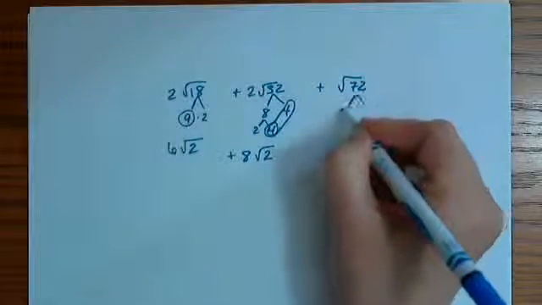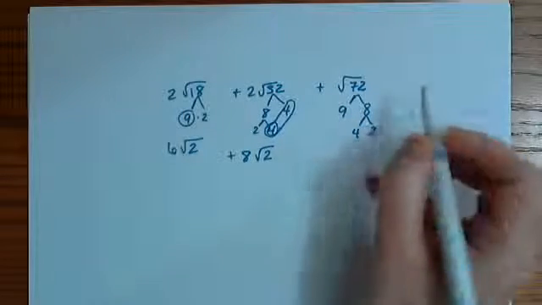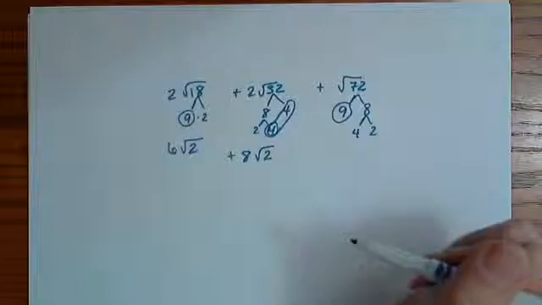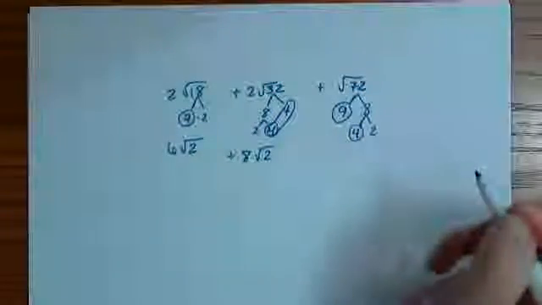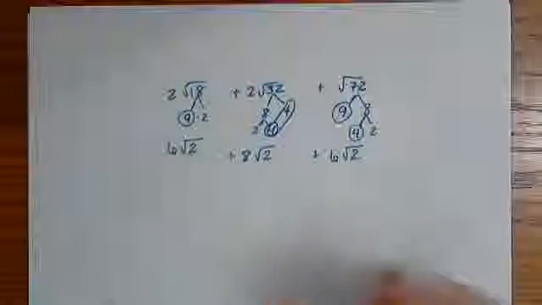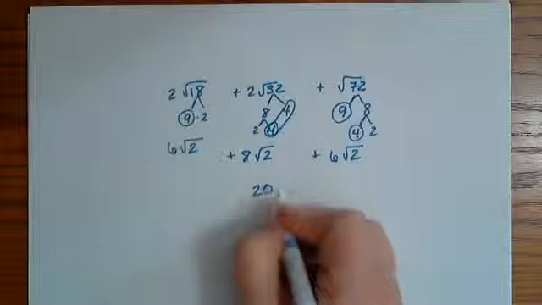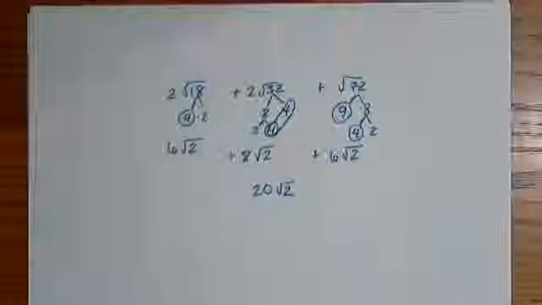Now the square root of 72. Let's see. That I know is 9 times 8, and 8 is 4 times 2. So I can take that 9 out, and it will become a 3. I can take that 4 out. It will become a 2. So I will end up having 6 square root 2. So now I have 6 plus 8 is 14 plus 6 is 20 square root of 2.